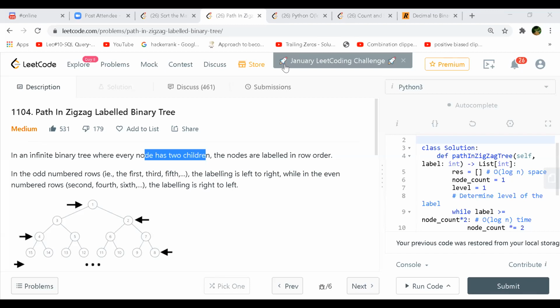Now I have to go back. So this would be 12, the parent of 12 would be 5. But how do I get 5 here? So 12. Okay, so had this not been reversed, then the parent would be this 6, right?